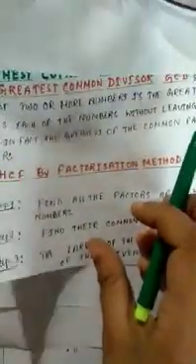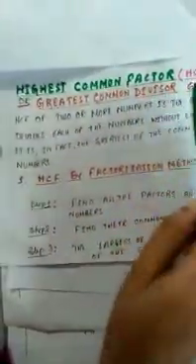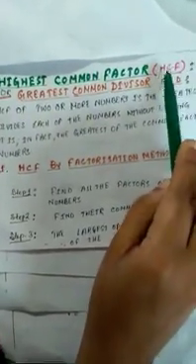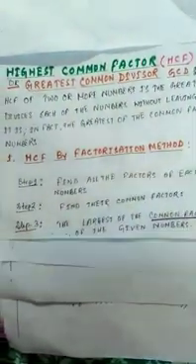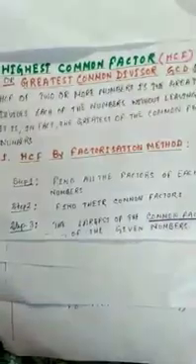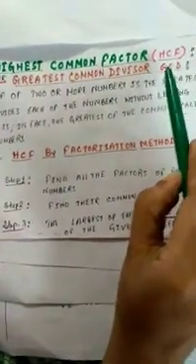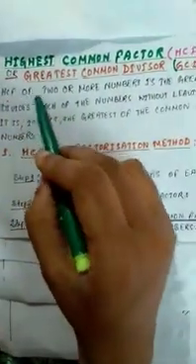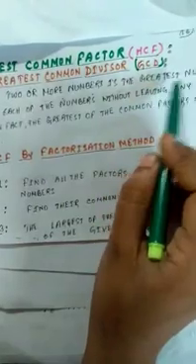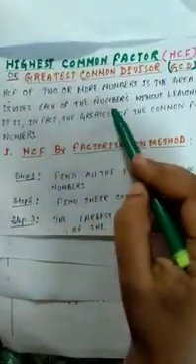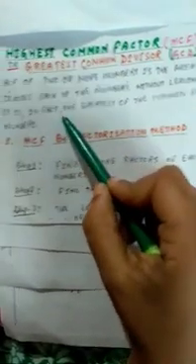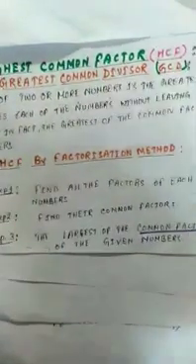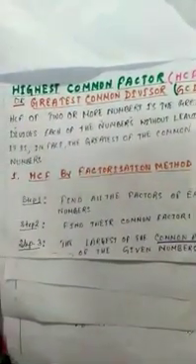Students, you can see that highest common factor, in short we can say HCF, or the greatest common factor, GCD. All right, so HCF of two or more numbers is the greatest number that divides each of the numbers without leaving any remainder. And it is in fact the greatest of the common factors of the given numbers. So what does it mean? Have you understood the lines?